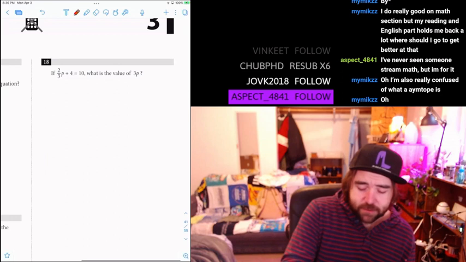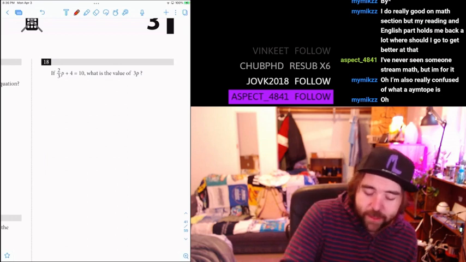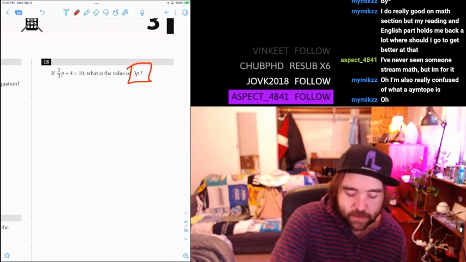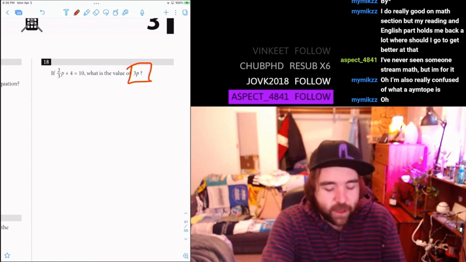If 2/3 p plus 4 is 10, what is 3p? So that, I mean, it's crazy the SAT does that sometimes, especially with a problem like this, where you can't even find 3p.